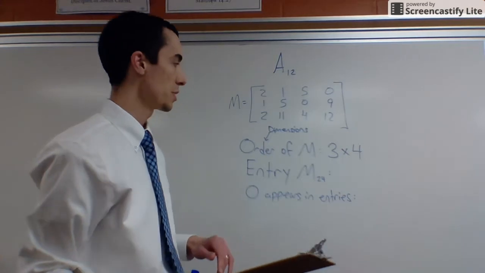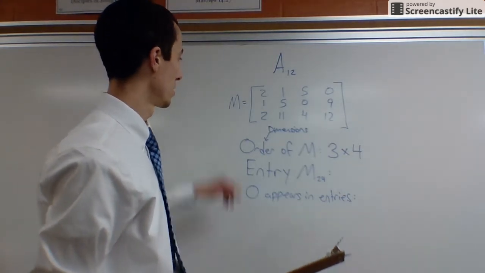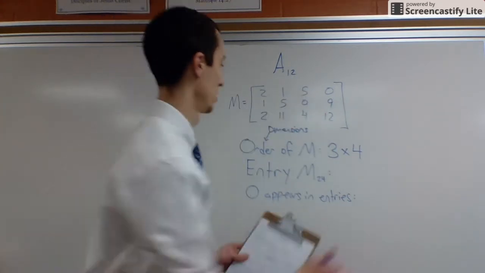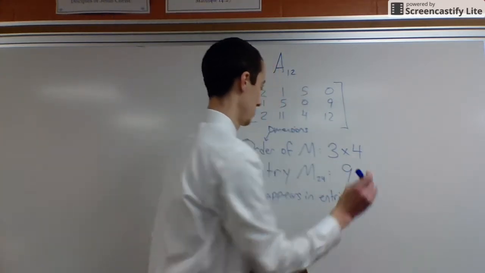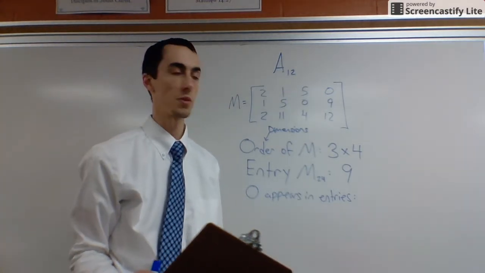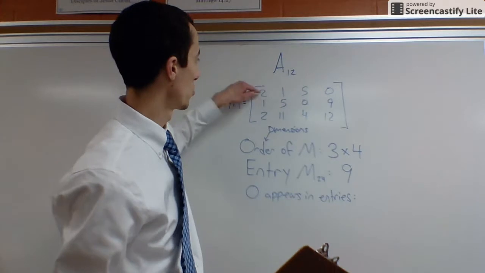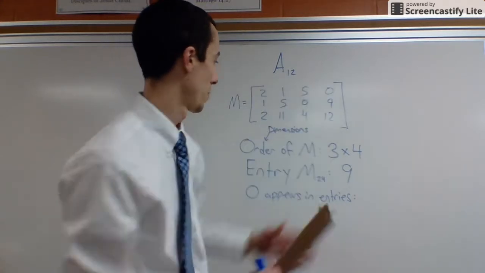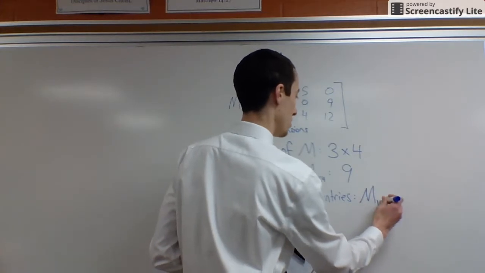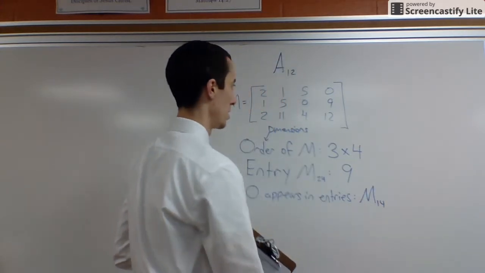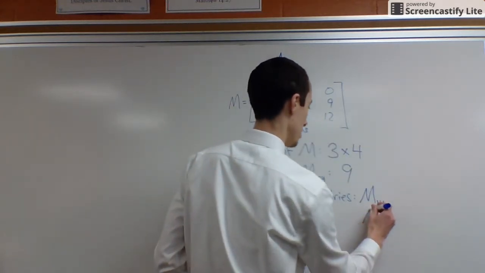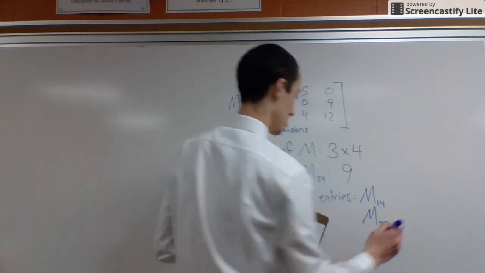Next up, entry M sub 24. We've got row 2, column 4, so that entry is 9. Now, 0 appears in 2 entries. The first is row 1, column 4, and so we would call that M14. And in row 2, column 3, M23.